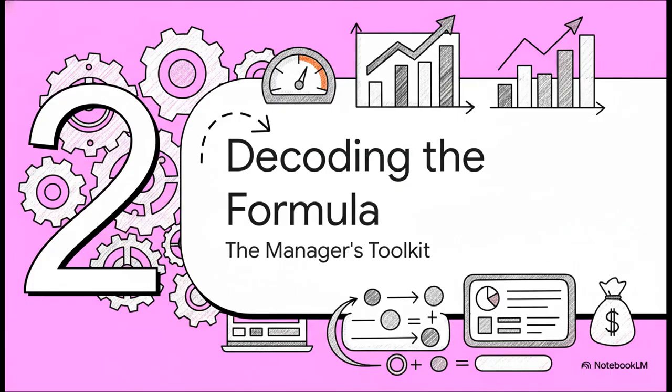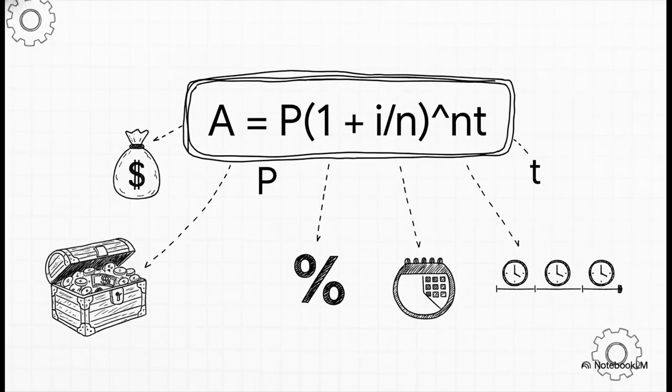Okay, now that we have the core concept down, let's get into the manager's toolkit. We need to be able to precisely calculate this growth, and for that, we have a formula. Now, don't be intimidated by the letters in the brackets. Think of each variable as a lever in your business strategy. Here it is. This is the compound interest formula. A equals P times the quantity of 1 plus I over N, all raised to the power of N times T. It might look like just a string of symbols, but once you understand what each part represents, you'll see it's actually a very logical and powerful tool.